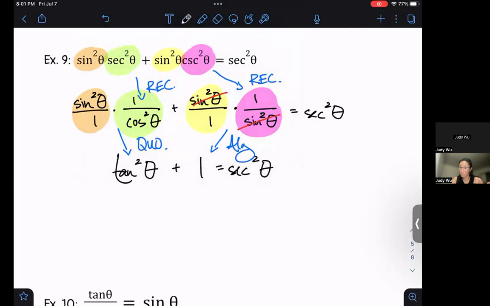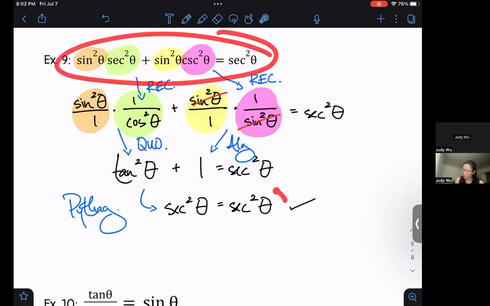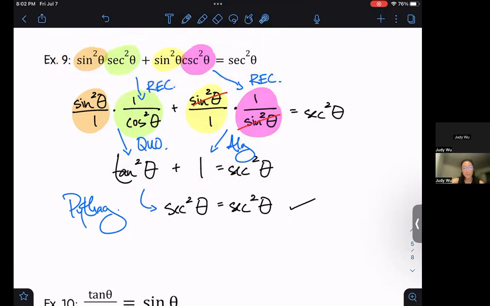Now, we have one last step. Tangent squared theta plus 1, that is secant squared theta according to our Pythagorean identity. So we get secant squared equals secant squared. We're good to go. But to get full credit, we want to say this is the Pythagorean identity. Okay, so we've got this big, long, ugly thing, and we've shown that both sides are indeed equal to each other. Okay, all right, let's do one more example before we move on to the next video.